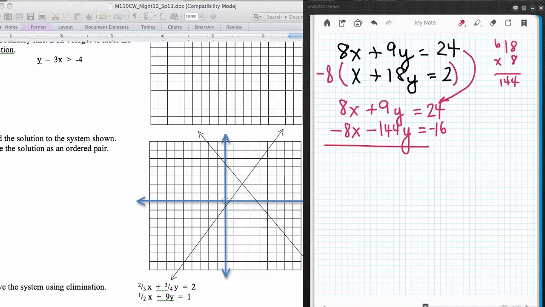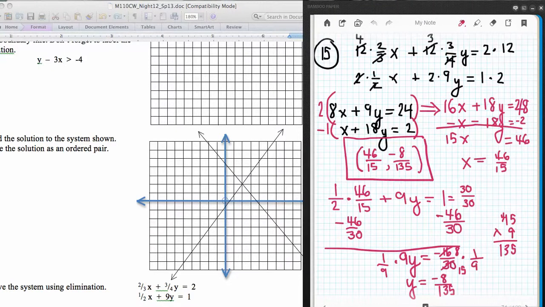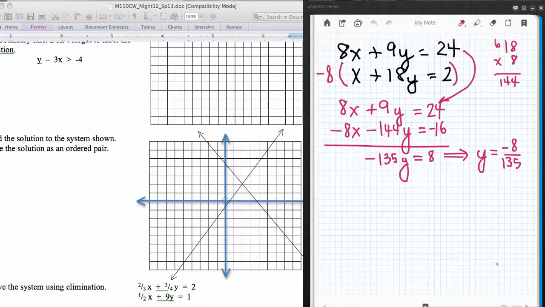So now we have 0 here, and now we have a negative, and 144 minus 1, that's 135y, and then that's equal to, and the difference between 16 and 24 is 8, and therefore we see that y is equal to a -8/135ths. And you see that is the same answer that we got back here, right? -8/135ths. So you're not doing anything differently, you're just solving for the other variable.